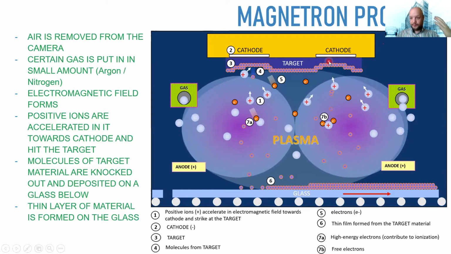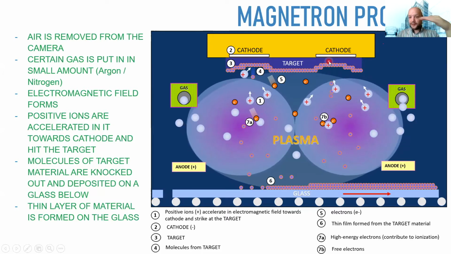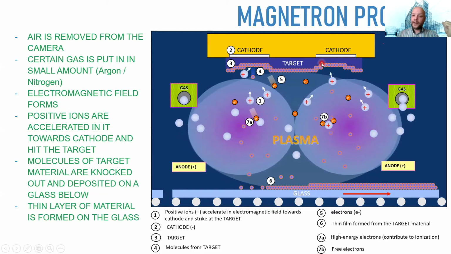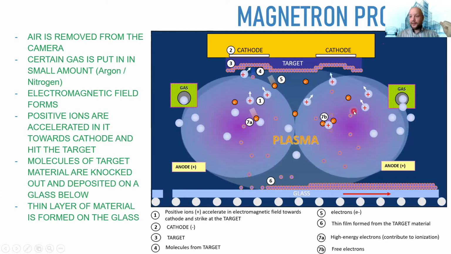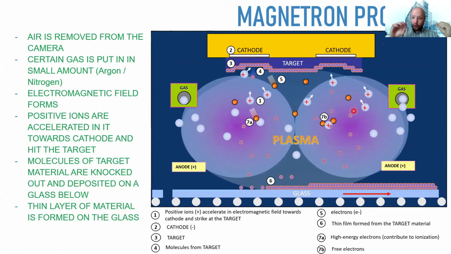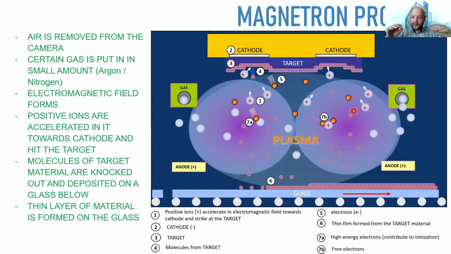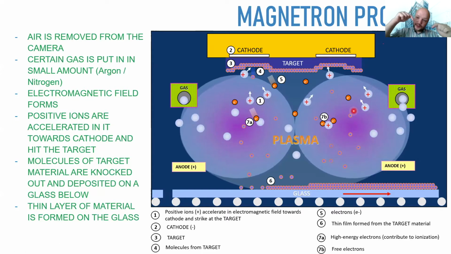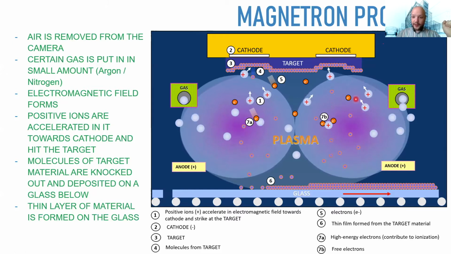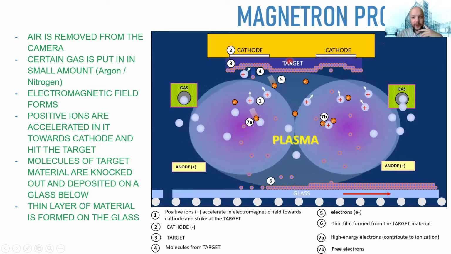Target is the block of material positioned before the cathode. So ions are bombarding the target and knocking out the molecules of the target, so they may be deposited on the glass below. The target materials can be quite different.